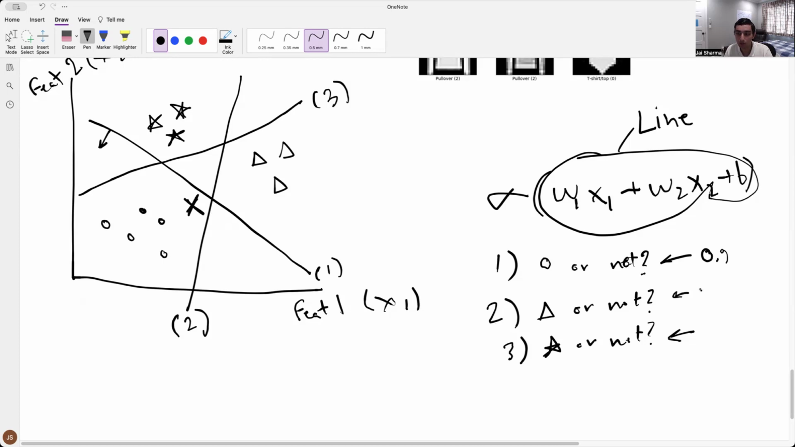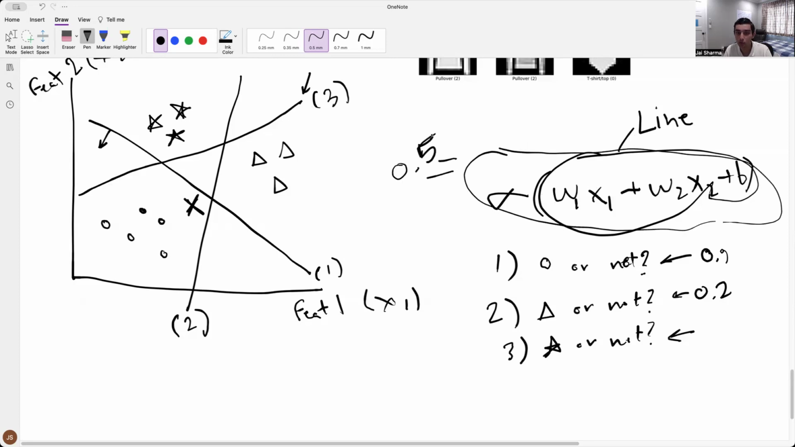So it's like maybe 0.2 or something like that. And then, is it a star or not, based on line number three? So it's way beyond this line. And by the way, this line represents when this whole value is equal to 0.5, because that's where we're making our threshold, right? That's where we're deciding whether or not it's a star or not, right?